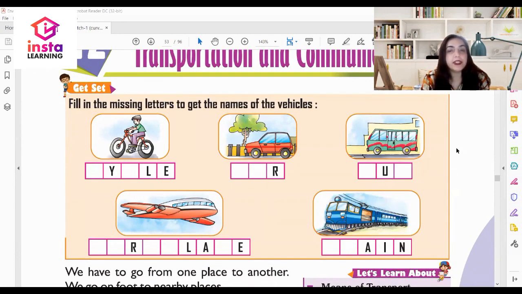Fill in the missing letters to get the names of vehicles. What do you think this is? Yes, it is a cycle, car, then this is a bus, an aeroplane, and a train. These are things that you already know about, right? You see, we have to go from one place to another. We go on foot to our nearby places. Let us learn about some more means of transport.